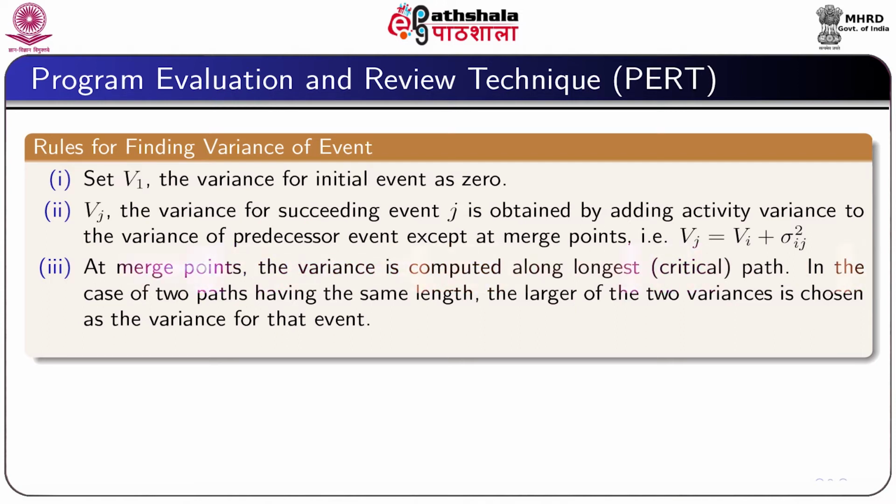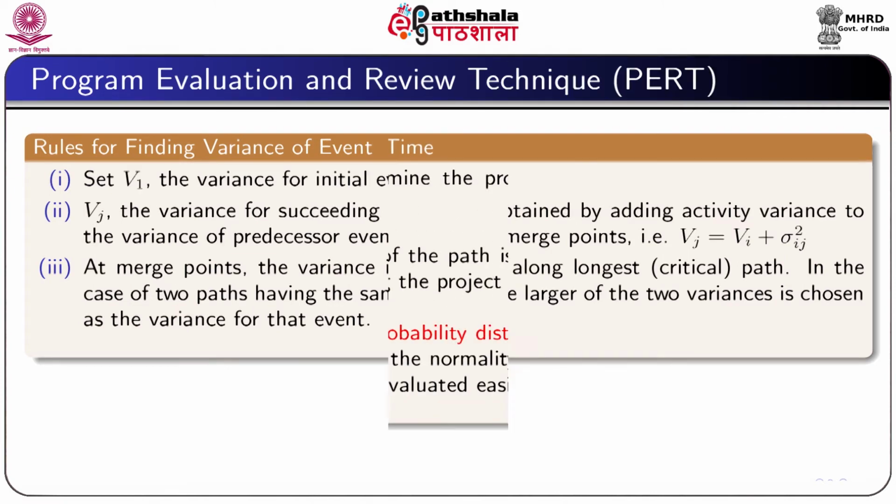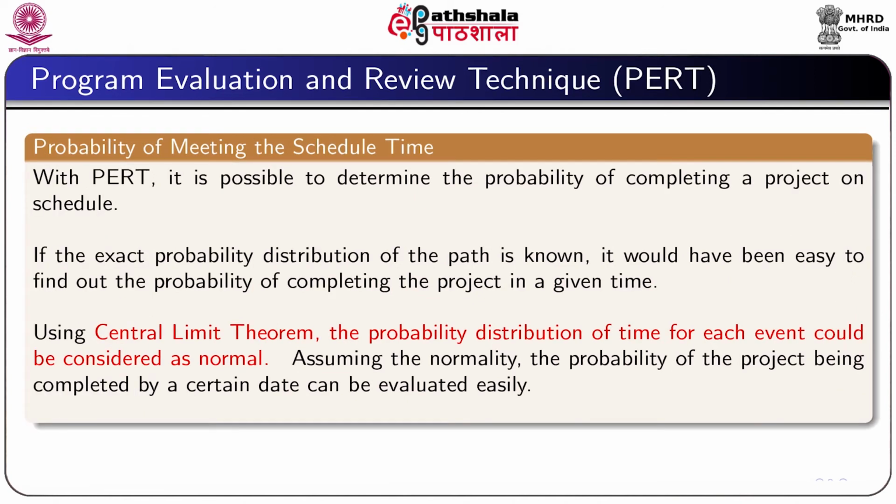At the merge points, the variance is computed along the longest path, that is the critical path, and in case of two paths having the same length, we will take the larger of the two variances as the variance of the event. Now, we will show you how to find the probability of meeting the scheduled time using PERT.